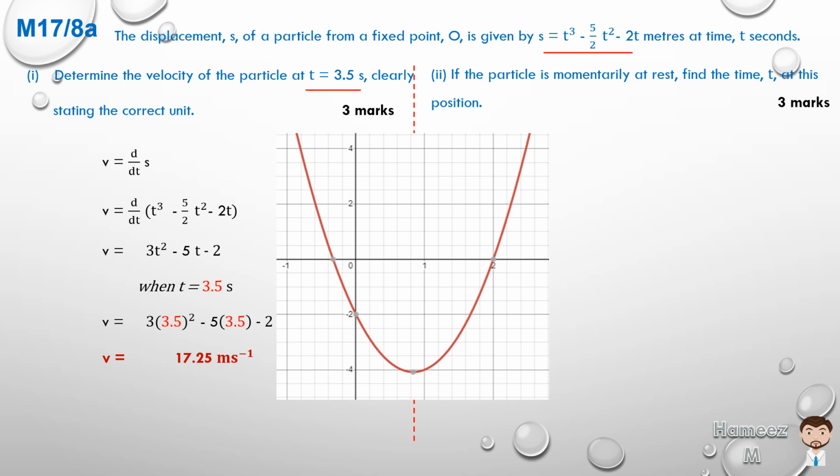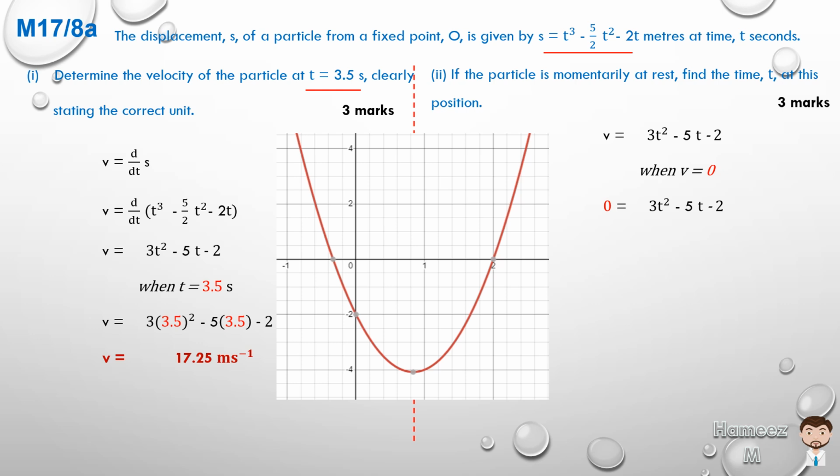And for part 2, if the particle is momentarily at rest, find the time t at this position. So if it is at rest, it means that's the point where the velocity is 0. Or for this quadratic equation, where it's cutting the x-axis, the roots of the equation. So when v is equal to 0, we can substitute 0 is equal to 3t squared minus 5t minus 2. And we can solve this quadratic either using the quadratic formula or factorizing.